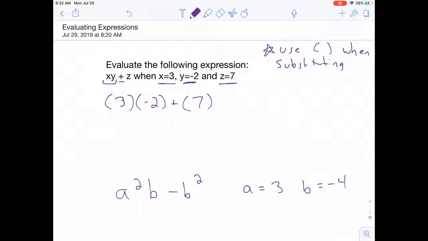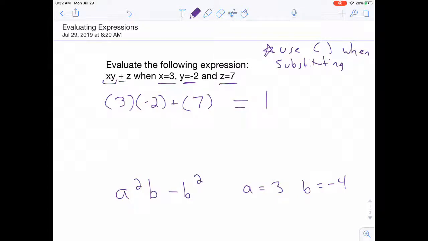Now, a lot of kids don't even realize you could plug this into your calculator just as you see it. You would turn on your calculator, parentheses, 3, parentheses, and so on. And if you press enter, you'll get your answer. If I were to plug this in and press enter, I would get positive 1.